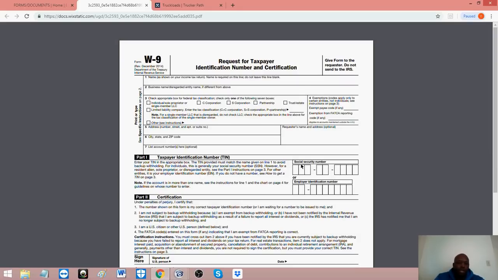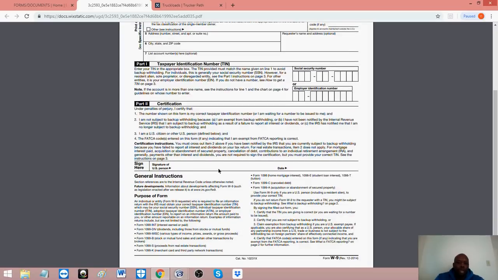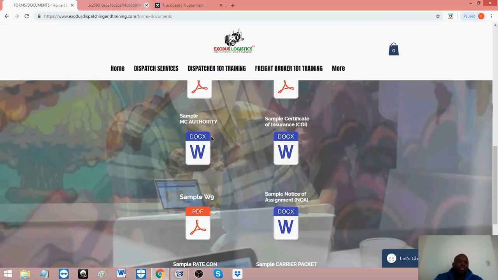And then Part 1 here, they have their EIN number. They don't put their social here when it's associated with their business. They put their EIN number that's attached to the business to reflect who they are. And then lastly, they just sign it. So that's the first document that you get back, the carrier's W-9. The second one you get back is the carrier's MC authority.